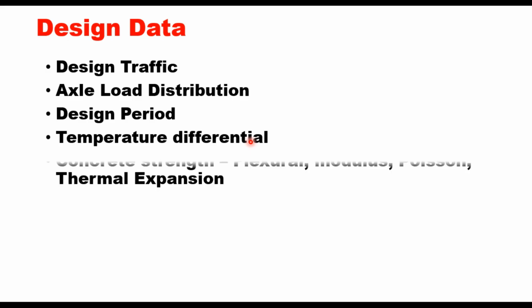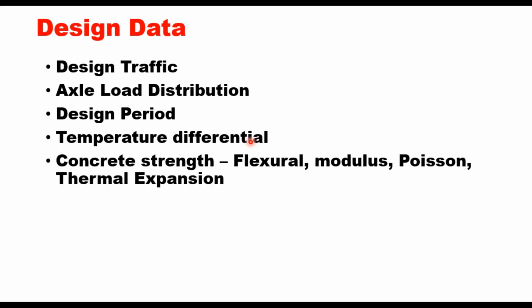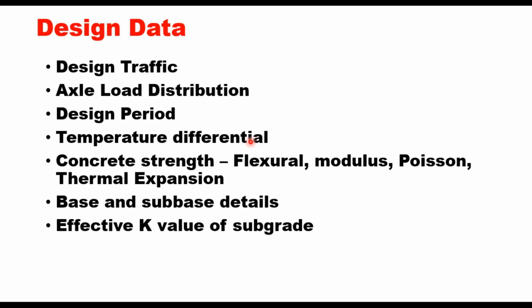The data which are required to design a concrete pavement: design traffic, axle load distribution, design period, temperature differential, concrete strength in terms of compressive strength, modulus, Poisson ratio and thermal expansion, base and subbase details, and effective value of subgrade reaction. We will discuss all these parameters and then we will go for the actual design problem.